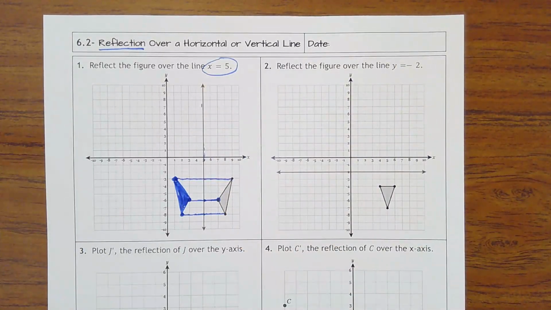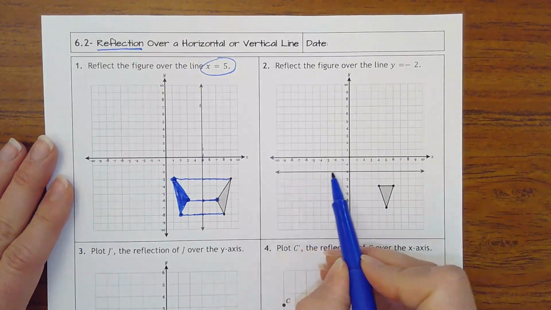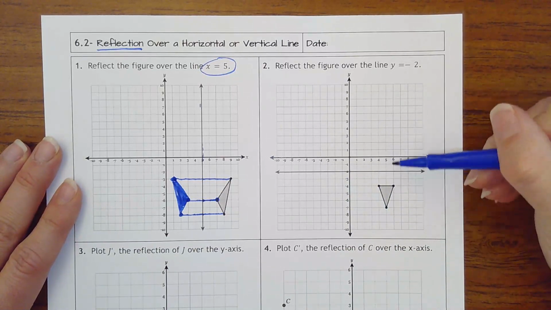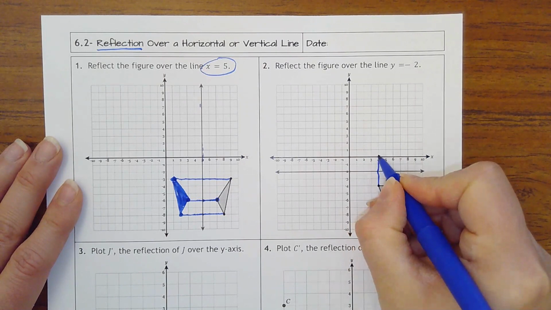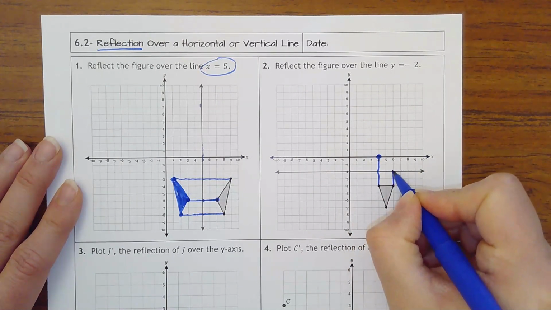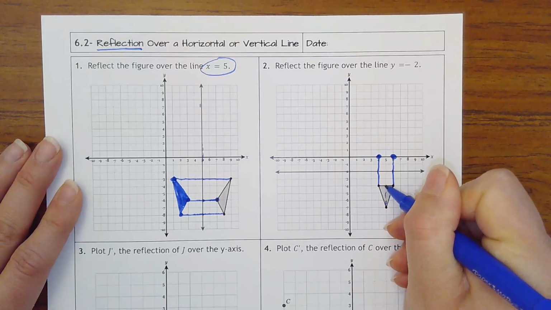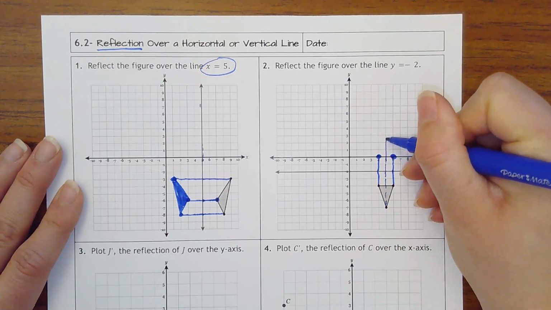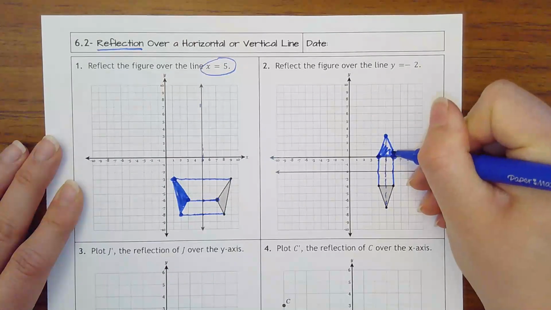Okay, number 2, reflect the figure over the line y equals -2. Remember y, hoi, it's a horizontal line going through -2 on the y-axis. So now I'm going to reflect it vertically. So if this point's 2 away, I need to go 2 away, or 2 below, 2 above. And this one is 1, 2, 3, 4, 5. So 5 above would make my triangle here.